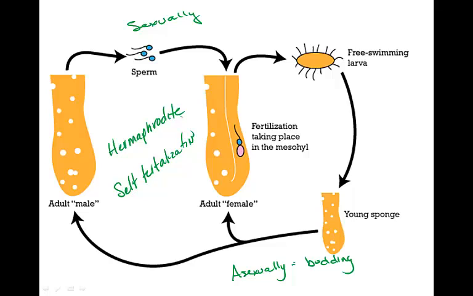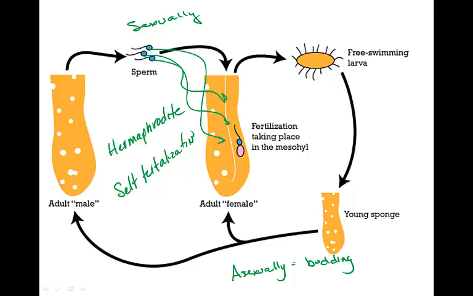Sperm is released into the water through the osculum, where it then enters the female sponge through a pore. So I guess what we should see here is these sperm entering through the pores, and fertilization takes place in the mesophyll. These sperm are trapped by the collar cells, and the trapped sperm are delivered to the eggs inside the female body, where the fertilization takes place.